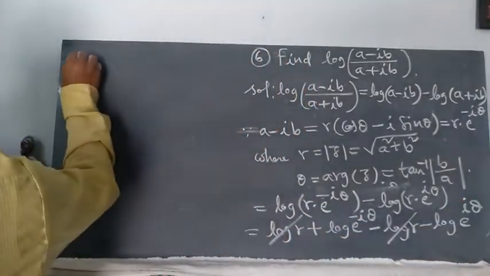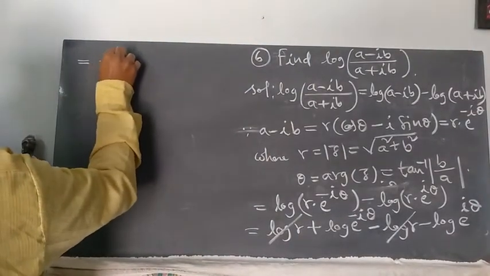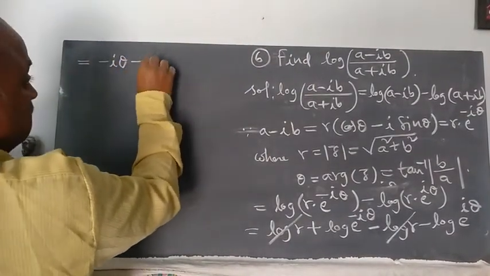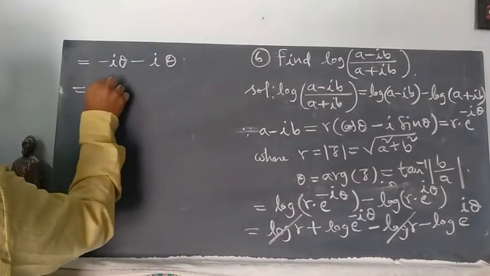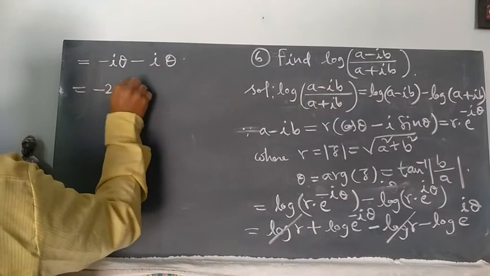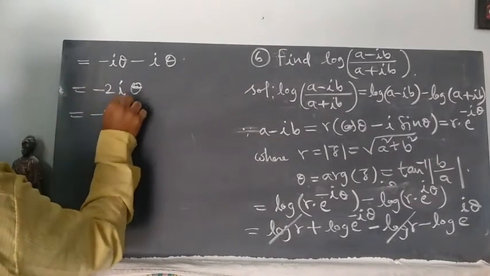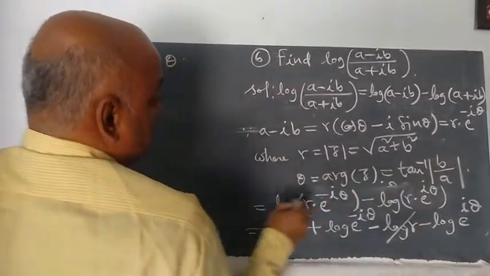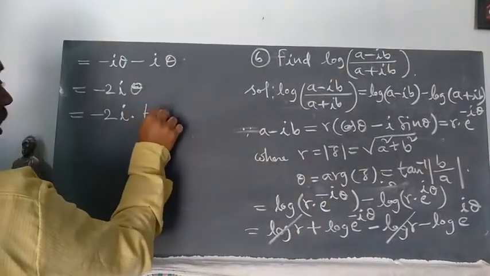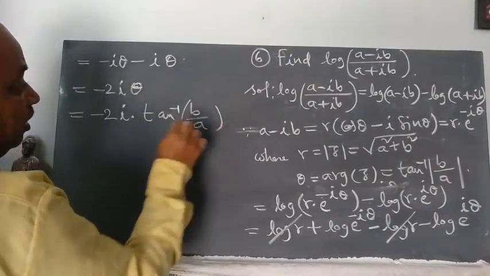So this is equal to minus i theta minus i theta, which is minus 2i theta. This is equal to minus 2i theta, where theta is argument of z, which is defined as tan inverse of b by a. So tan inverse of b by a.